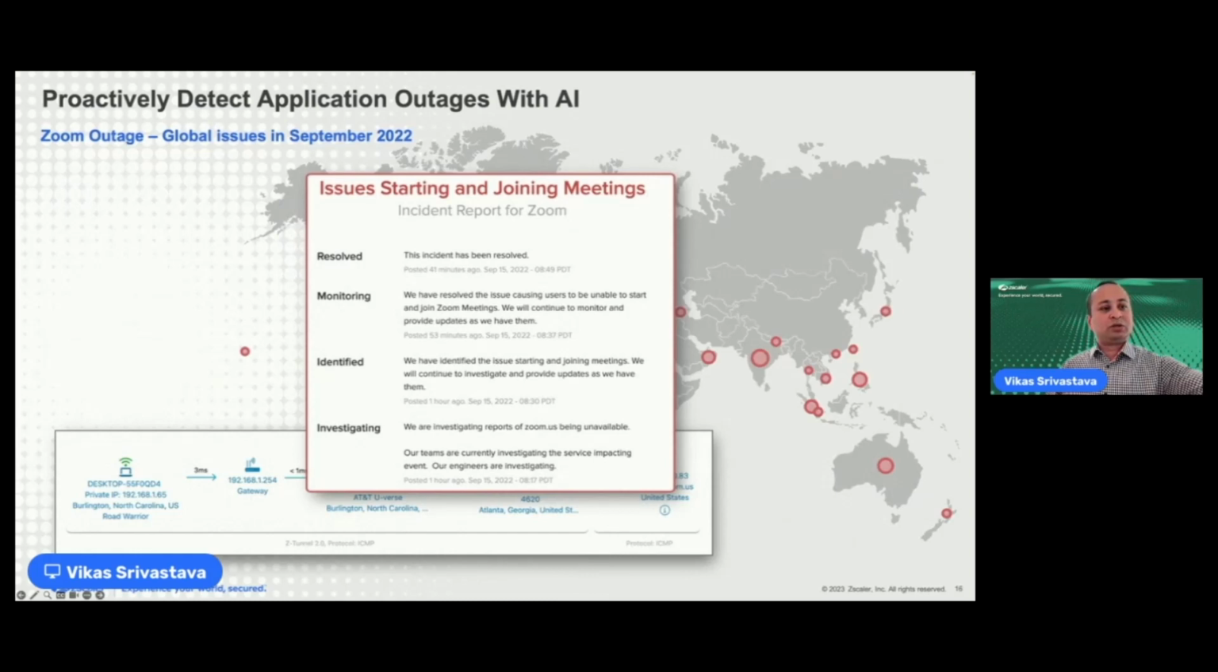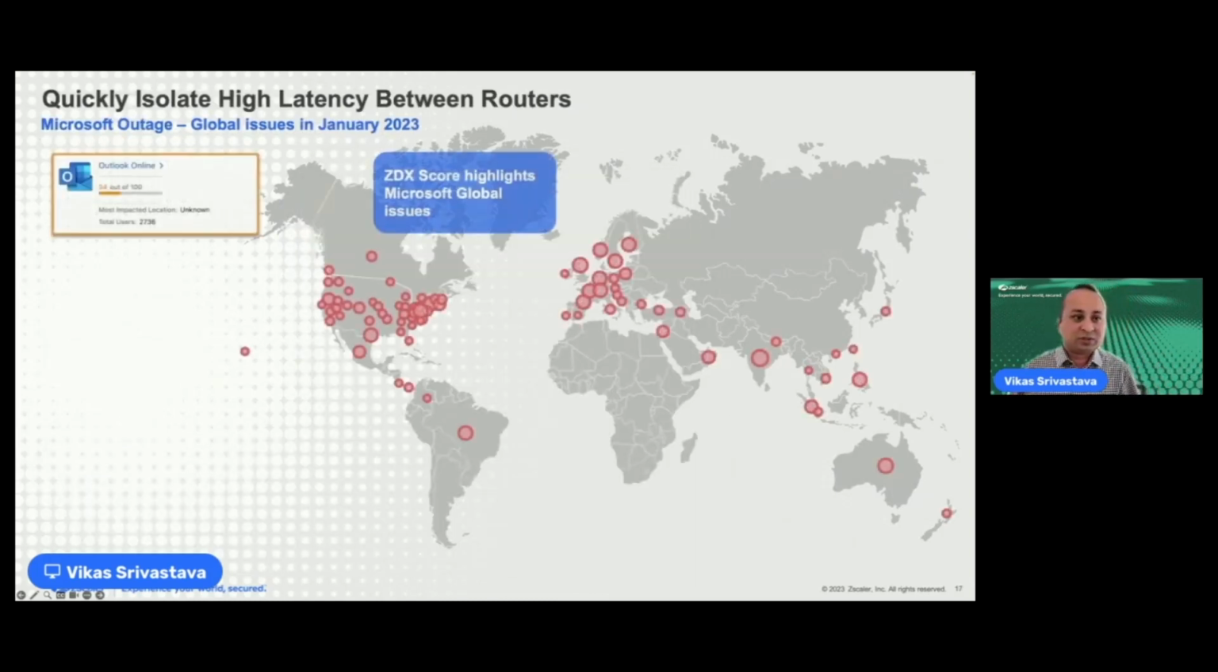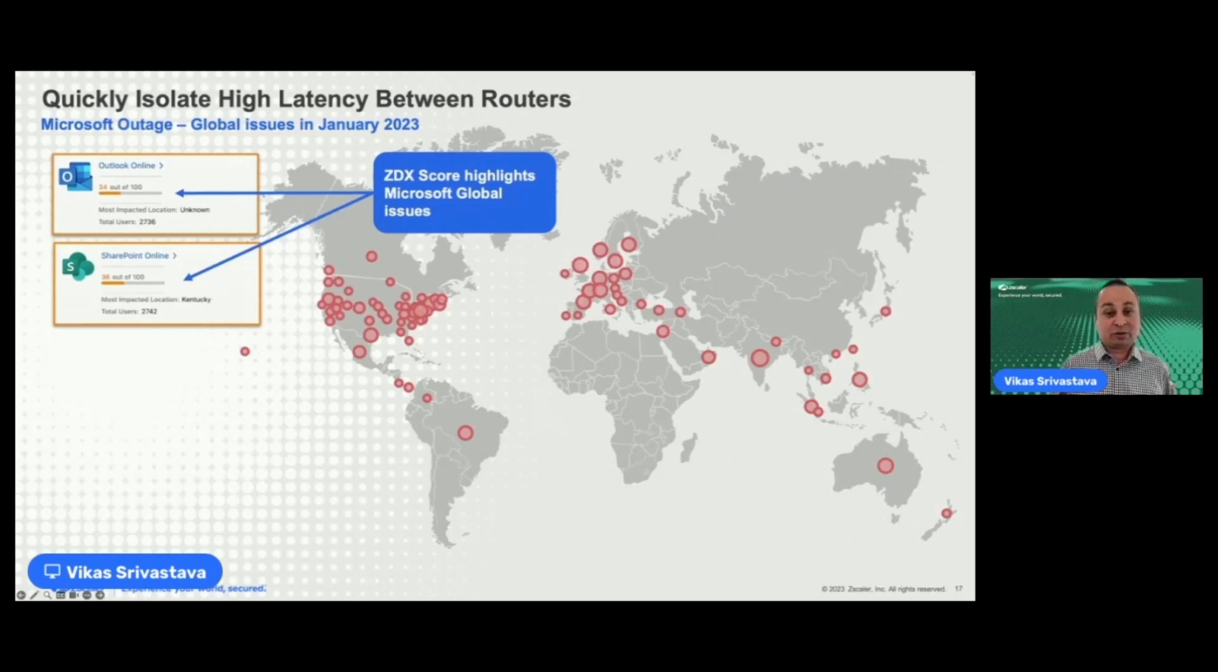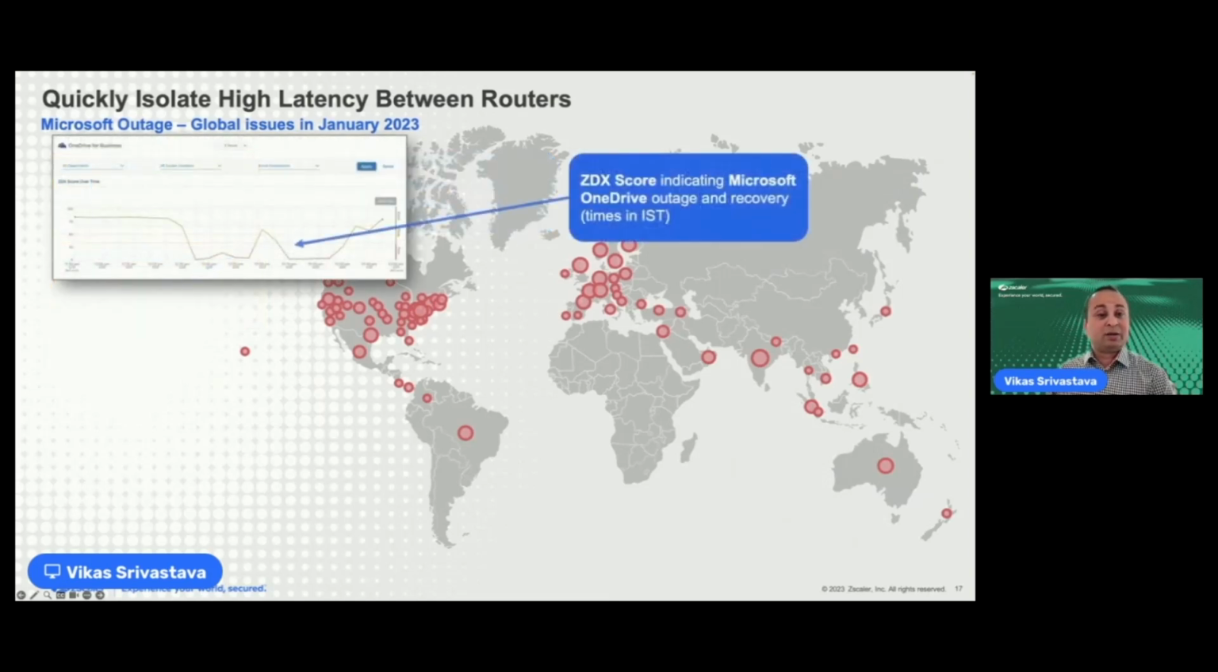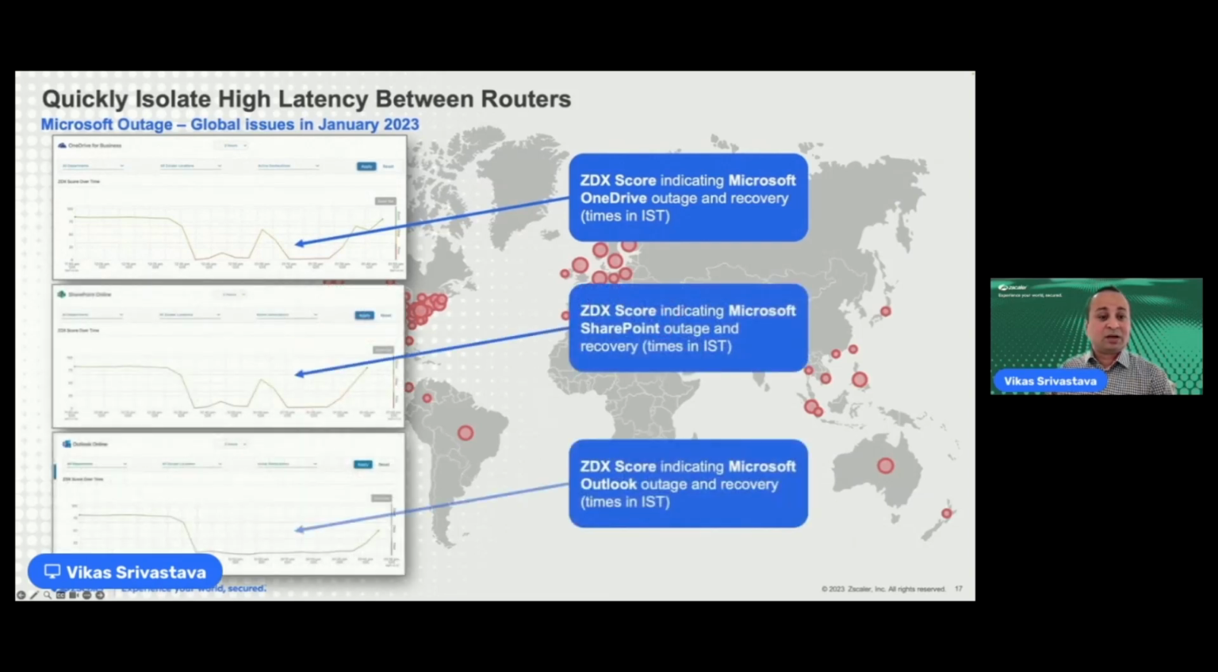So moving on to the next example, which is about a major Microsoft outage that lasted around 2.5 hours, in January 2023, this year, right? We see most of the Microsoft services were impacted: Outlook, SharePoint Online, most of the Microsoft SaaS services. Here these are the ZDX score dip and restore times for OneDrive, for SharePoint, for Outlook Online, and their recovery times.